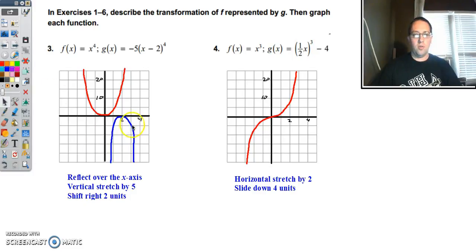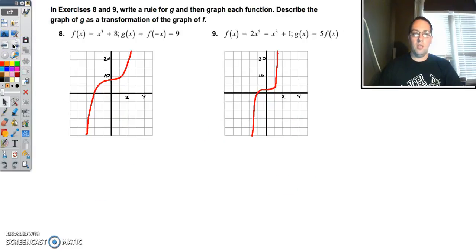Over here on number 3, this was a vertical stretch, so it got taller, it got steeper. All right? See how this is a lot steeper than that one is? This one is going to be getting wider, it's going to be twice as wide. And then we slide it down 4 units. So this is going to look like that right there. Slid down 4 units, and it is a lot wider, you see.